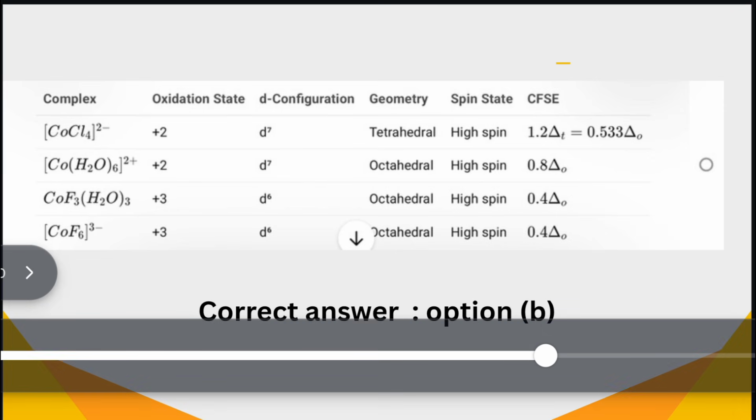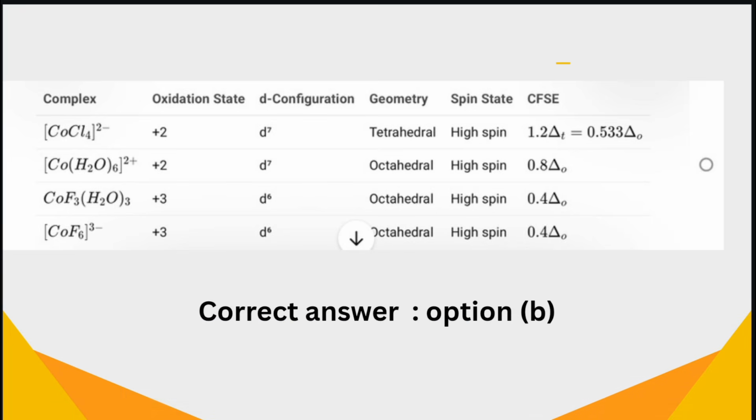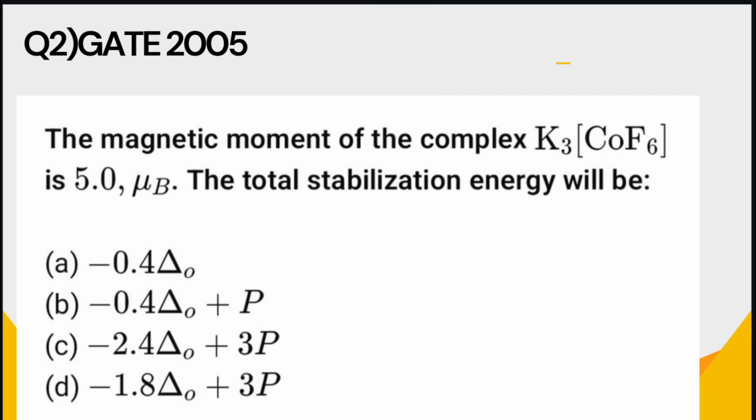Now we'll move to the second question. This was asked in GATE 2005. The magnetic moment of the complex K3CoF6 is 5 mu B. The total stabilization energy will be, for the options given: option A, minus 0.4 delta naught. Option B is minus 0.4 delta naught plus P. Option C is minus 2.4 delta naught plus 3P. Option D is minus 0.8 delta naught plus 3P.